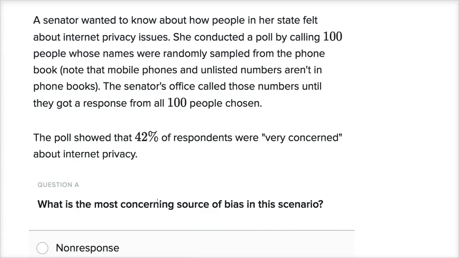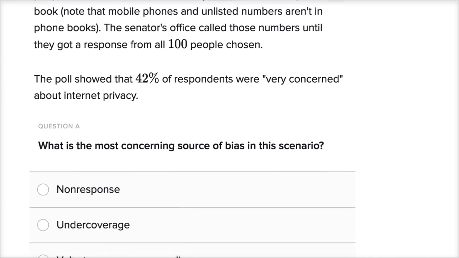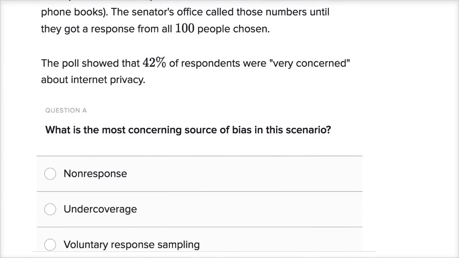What is the most concerning source of bias in this scenario? And we should also think about what kind of bias is likely introduced. Is this likely to be an overestimate or an underestimate of the number of respondents? And maybe there is no bias here, but no bias is not one of the choices, so you can imagine it's going to be one of these three. So I encourage you to pause this video and think about what we just said.